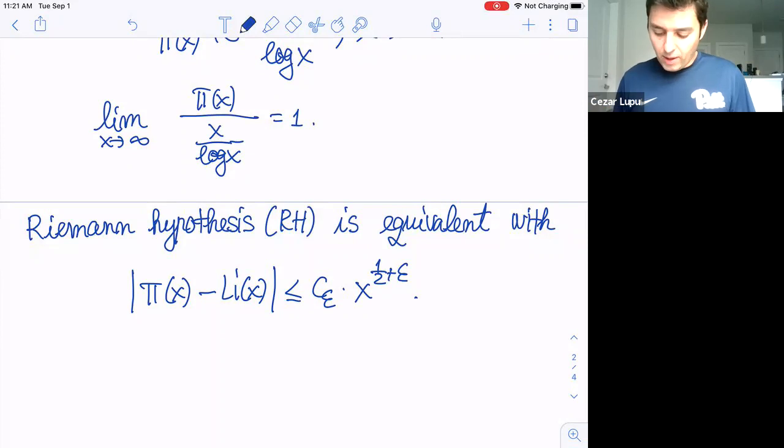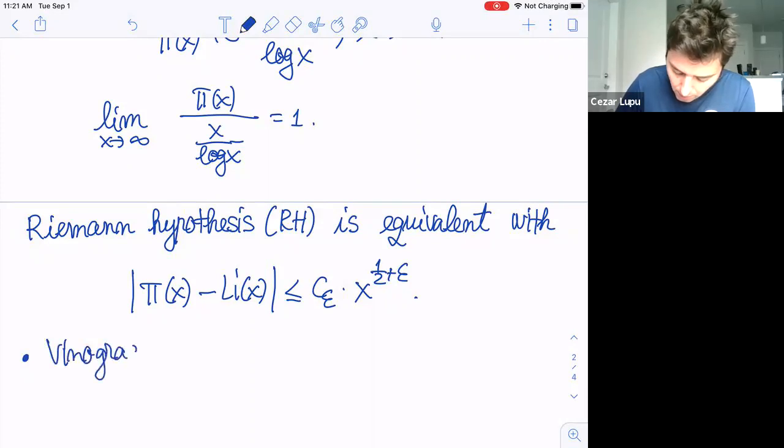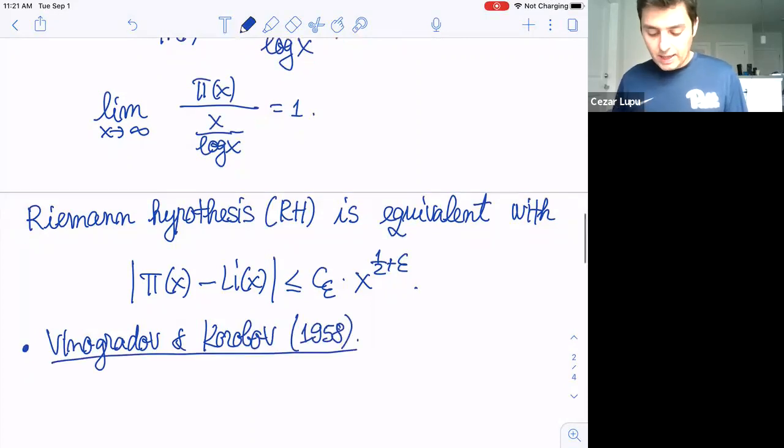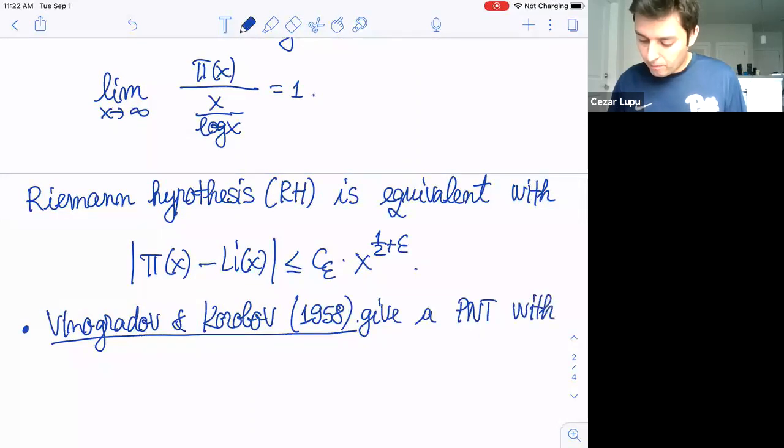But anyway, I would like you to compare this to the following result of Vinogradov and Korobov. I think it's 1958. I remember I was trying to read their paper. They give a prime number theorem with error term.